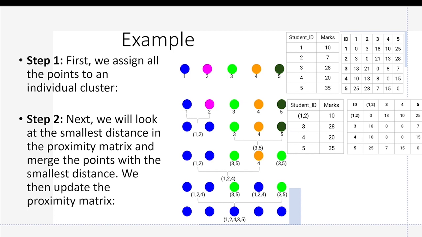Now student 2 is in blue group. Now we update this distance matrix, and then we check the shortest distance again, which is 7, and it's between 3 and 5, and 3 and 5 are going to be merged, and they are both green right now.